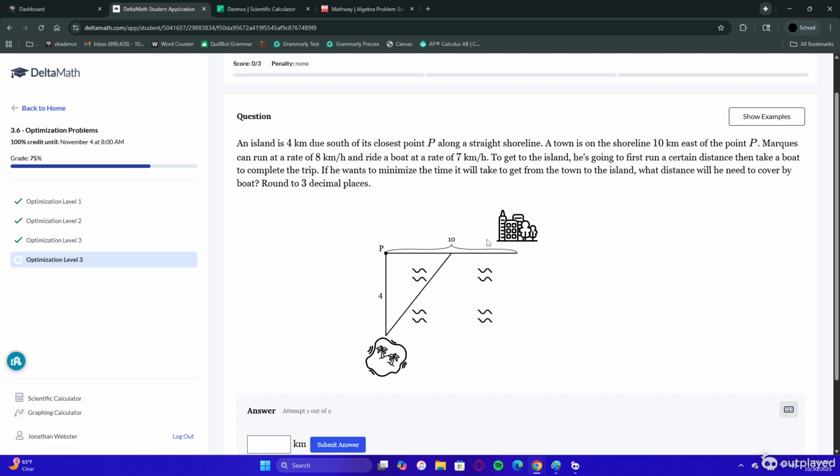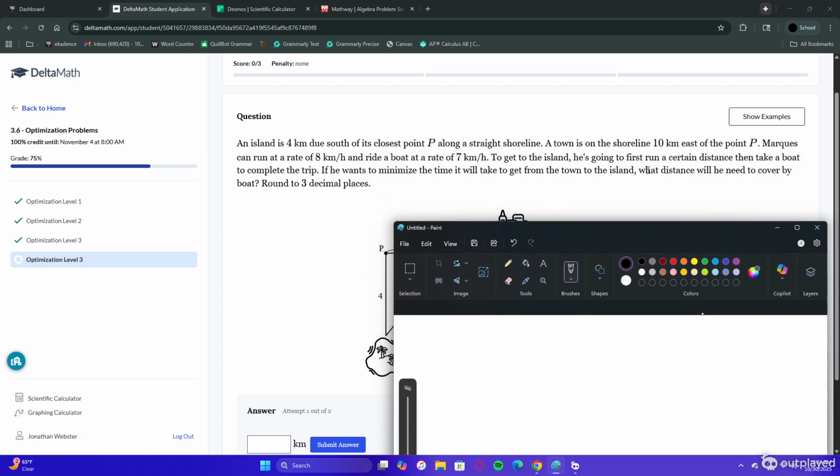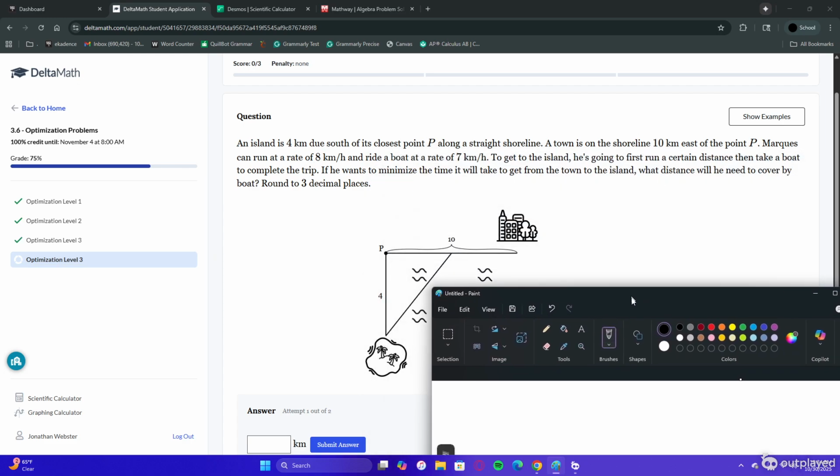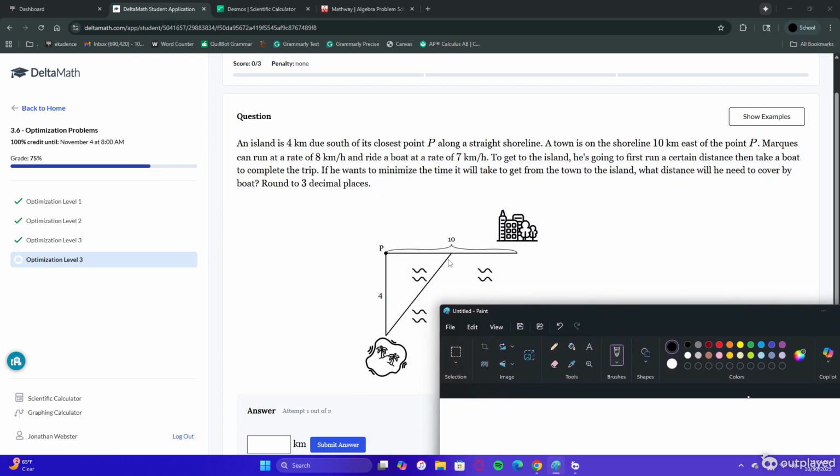Okay, so now we're given this question where we have an island that is 4 kilometers south of a point P right here, and there's a town 10 kilometers east of the point P, and this person, Marquez, can run at a rate of 8 kilometers per hour, and he can ride a boat at a rate of 7 kilometers per hour. So to get to this island here, he first has to run this distance, and then he has to take a boat this distance to complete the trip.